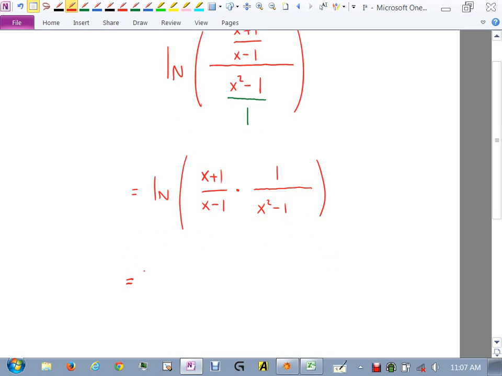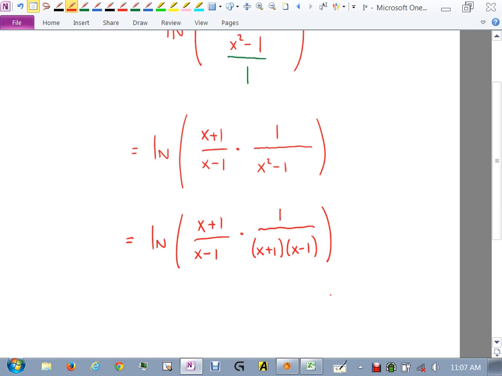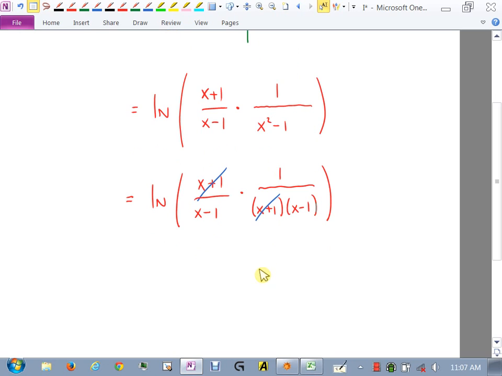I'm going really slow here. Natural log, this is x plus 1 over x minus 1 times 1 over... Now factoring difference of squares, x plus 1, x minus 1, like this. Cross that out. X plus 1 will go away. And the only thing that's left is x minus 1 times x minus 1, which is x minus 1 squared. So I could write this like that.